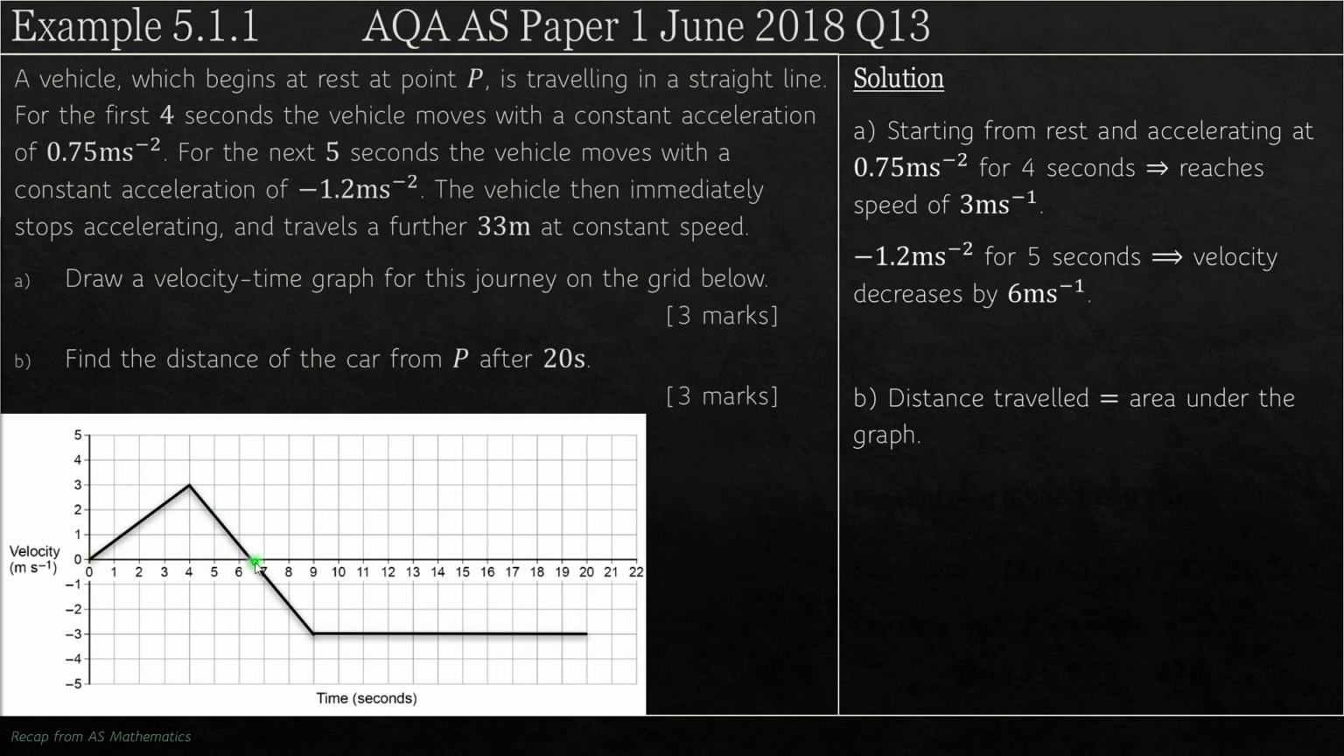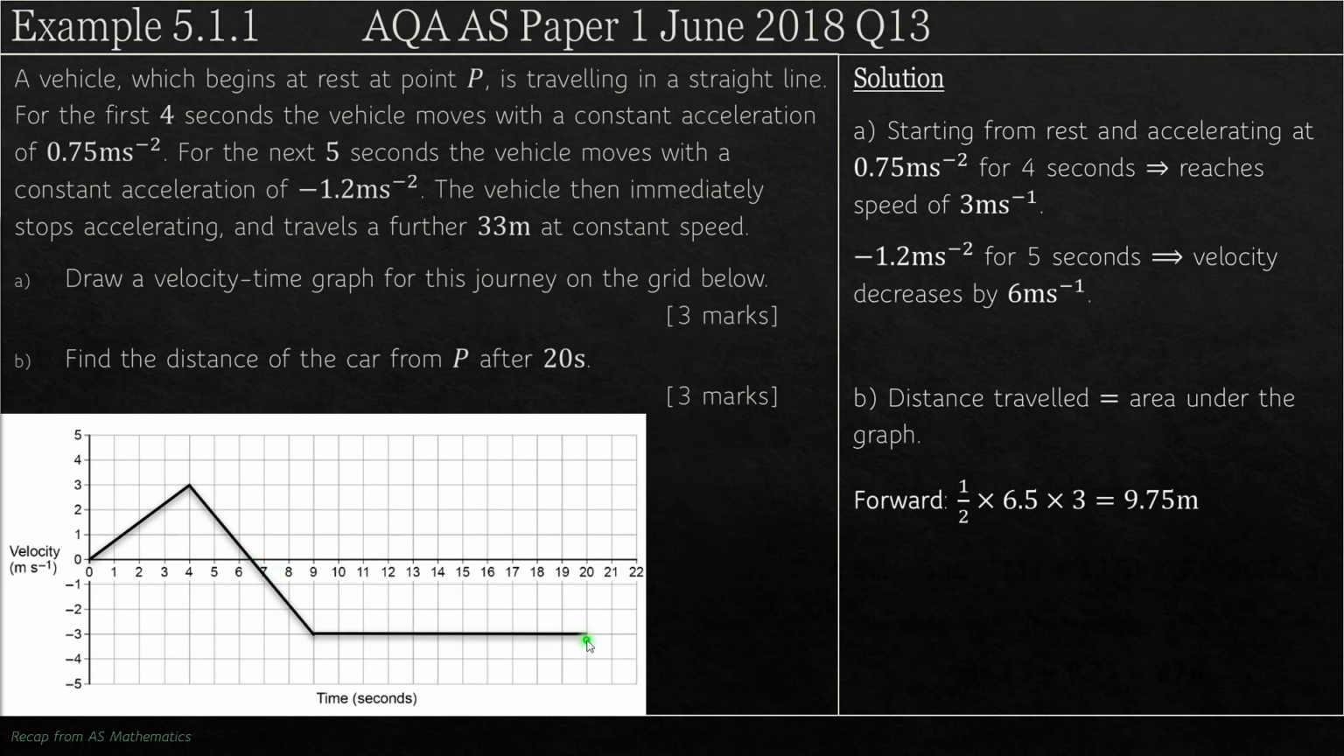Well, here's a triangle with a base of 6.5. We know that's definitely 6.5 because it's halfway between 4 and 9, just using the symmetry of the graph, and the height of 3. So the area under that triangle is how far it's moved forwards, and that turns out to be 9.75 meters.